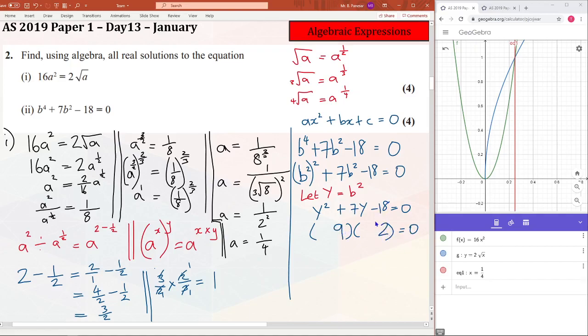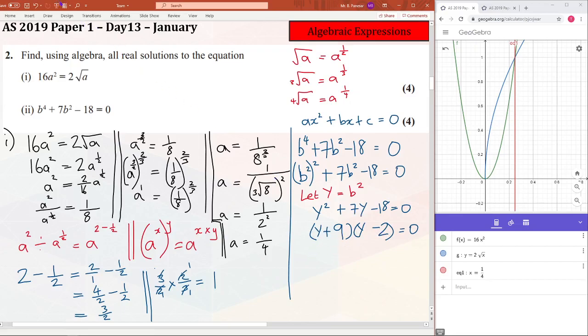9 times 2 is 18. I need a minus 18, so one of these must be a minus. I want plus 7 in the middle, so it looks like that one's going to be a minus, that one's going to be a plus. Capital Y, capital Y. I can double check. 9 times minus 2 is indeed minus 18. 9 minus 2 is 7.